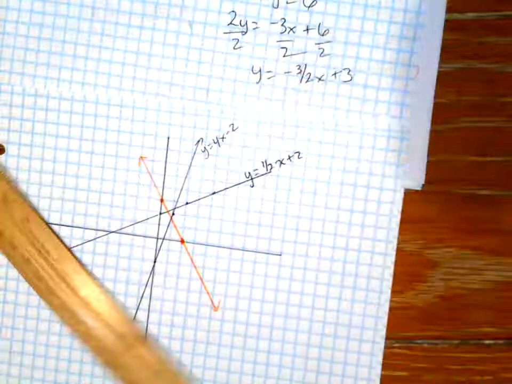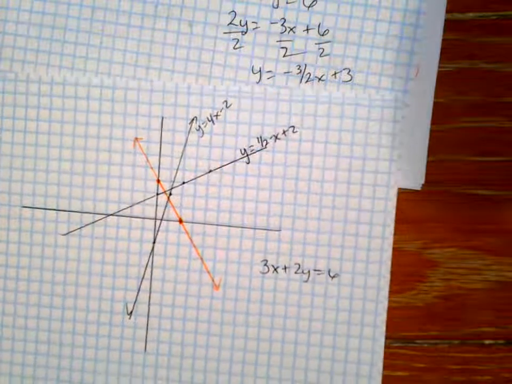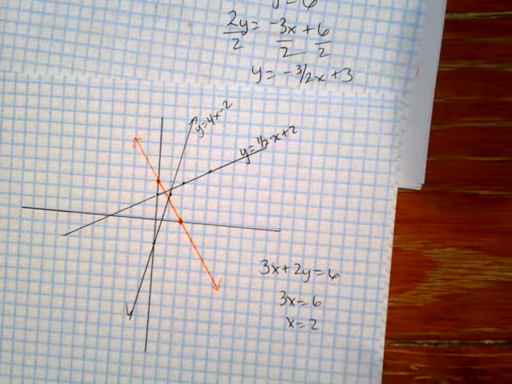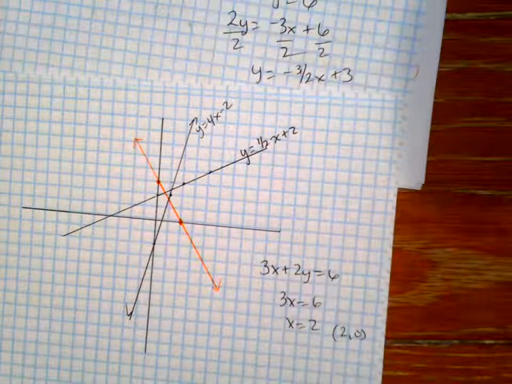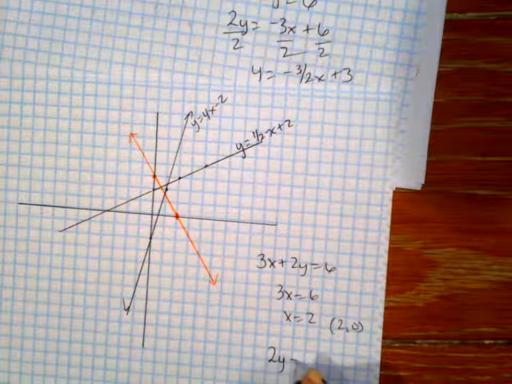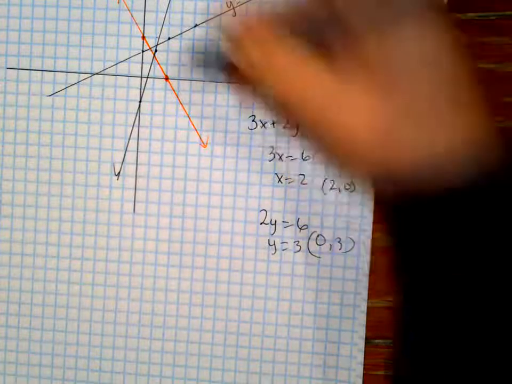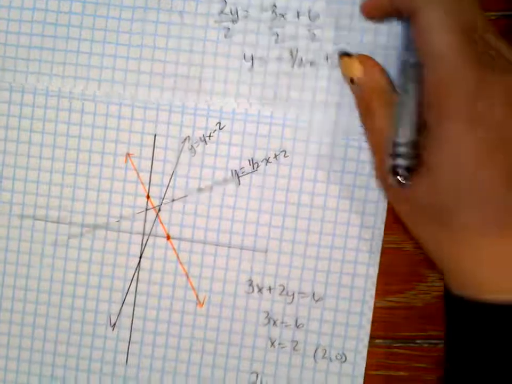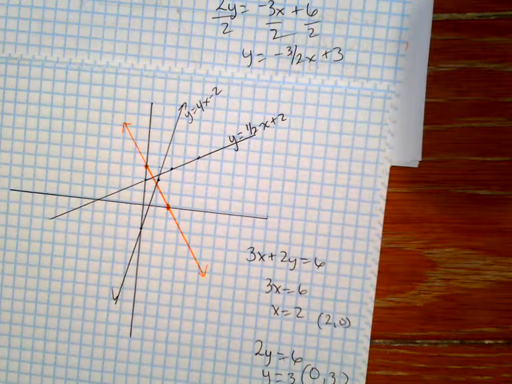And just in case you wanted to do it the other way, 3x plus 2y equals 6, where you just find the x- and y-intercepts. 3x is equal to 6. X is equal to 2, so my x-intercept is (2, 0). So it's right there. 2y is equal to 6, y is equal to 3. My y-intercept is (0, 3). It was right there. So again, depending on which way you like, it doesn't matter. You're going to get the same results. It also gives you an opportunity to check your work.